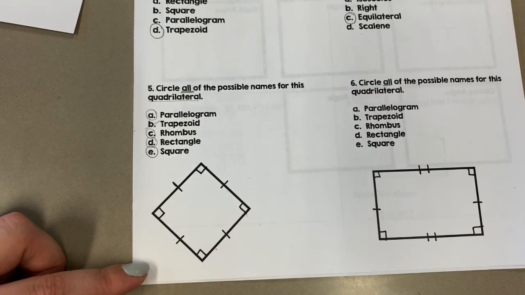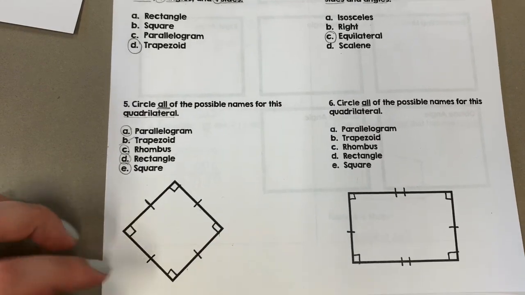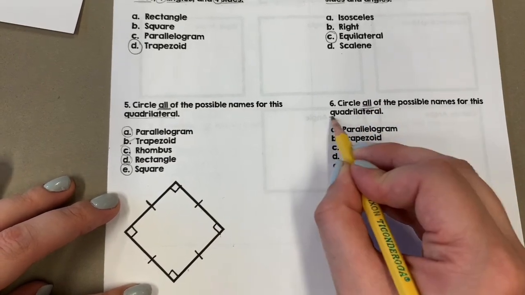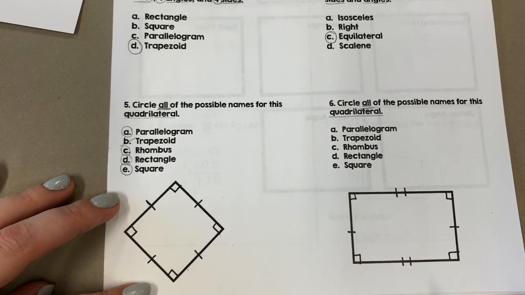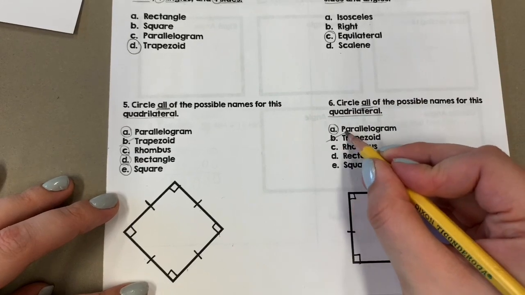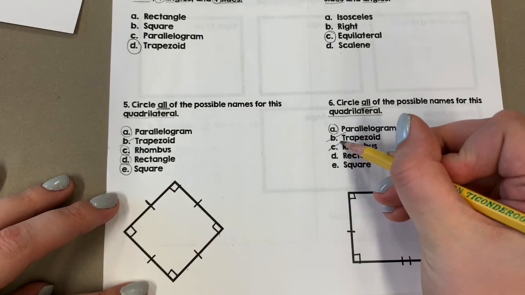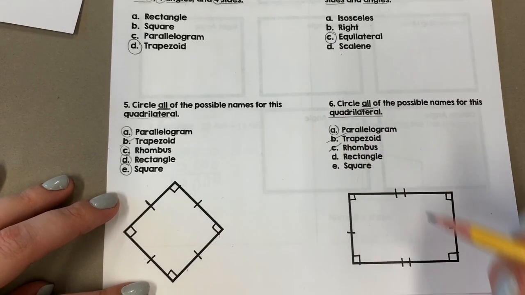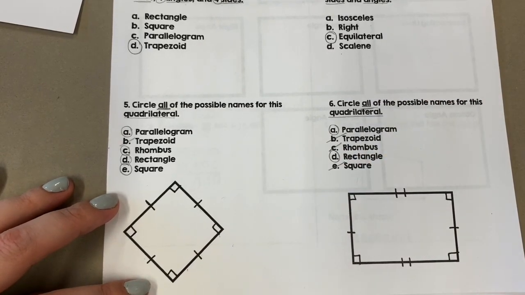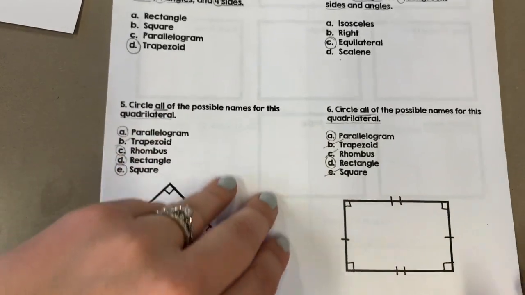Number 6 says circle all of the possible names for this quadrilateral. All of them, it's a quadrilateral. I know that it could be a parallelogram. It is not a trapezoid because it has more than one pair of parallel sides. It's not a rhombus. The sides are not all congruent. It is a rectangle, and it is not a square. A square has 4 sides and 4 angles that are equal. Let's take a look on the other side.